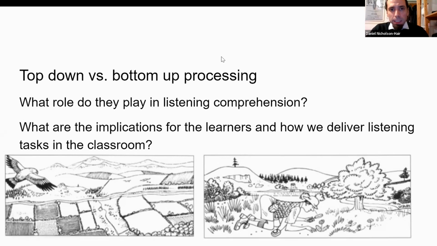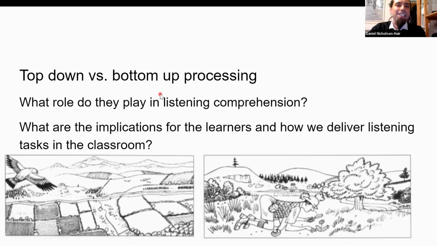they represent bottom-up and top-down processing. Perhaps you know, but which one do you think is which? Maybe somebody can say in the chat box. The one on the left. Which is the one on the left with the bird? Yes, it is. Top-down processing. Thank you, Mohammed.